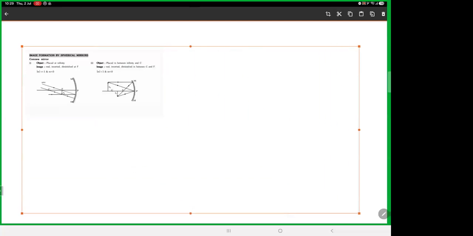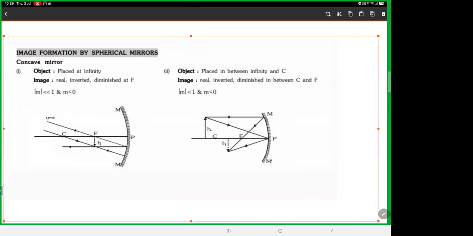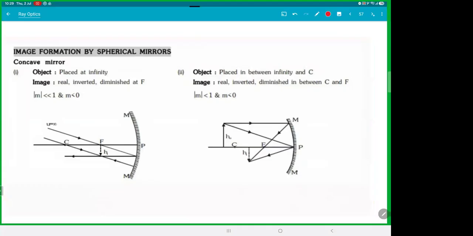Then have a look at this. So the first one, object is at infinity. So light rays are coming parallelly, they will meet at the focus. The image is real, inverted, and diminished at the focus. You guys learned this in school? Second thing, object is between infinity and C. So the light ray C, one parallel ray is going like this, and this ray pole meeting like this. So the image is real, inverted, and it is between center and F, diminished.